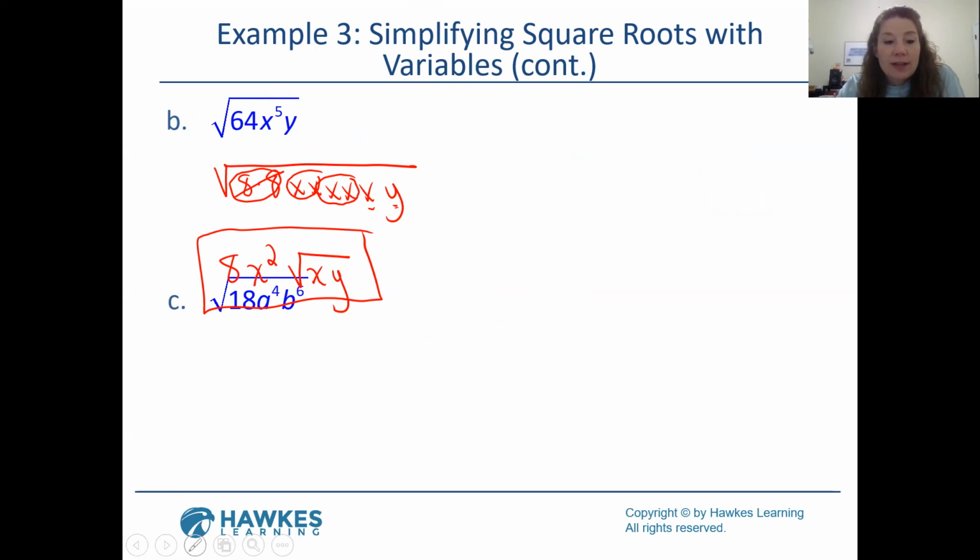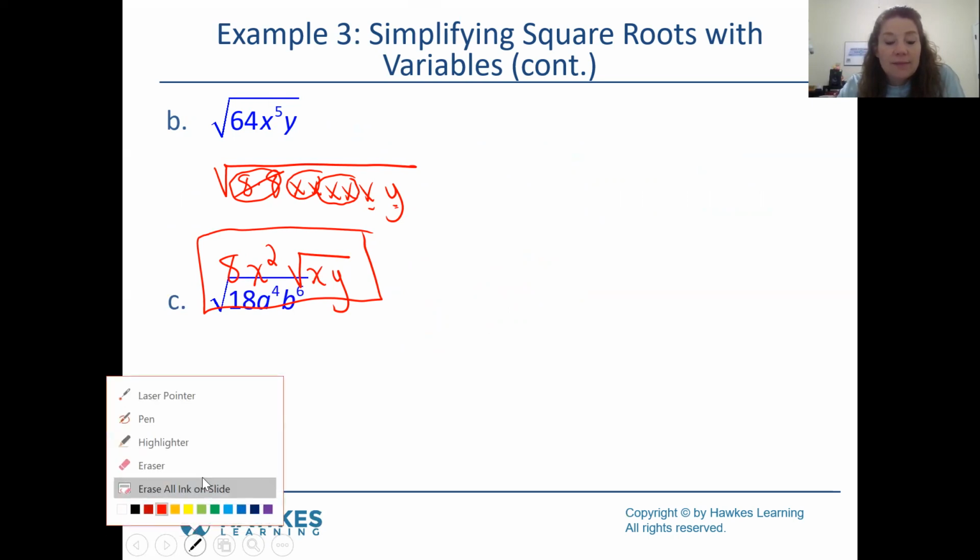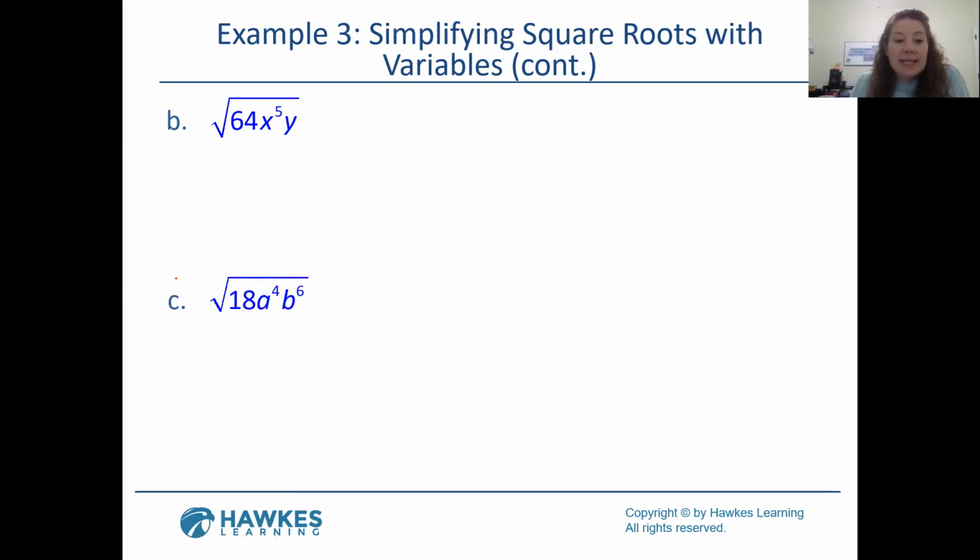Oh, let me erase all this stuff. Hopefully you got that. All right, 18 is 9 times 2, and 9's a perfect square, right? And then we have 1, 2, 3, 4 A's, 1, 2, 3, 4, 5, 6 B's. So square root of 9 is 3.